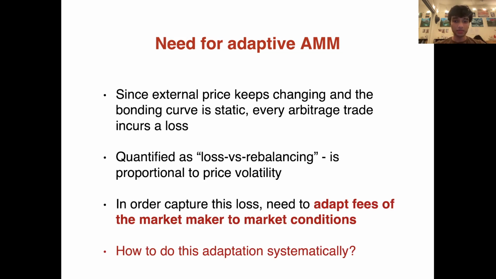Since the external price keeps changing and the bonding curve is static, we see that every arbitrage trade is going to incur loss. This loss has been quantified previously as loss versus rebalancing and is proportional to price volatility. In order to capture this loss, we need to adapt the fees of the market maker to market conditions. Basically, we need to increase fees when the volatility increases and decrease when the volatility decreases. However, how are we supposed to do this systematically? This is the question that we seek to tackle in our work.